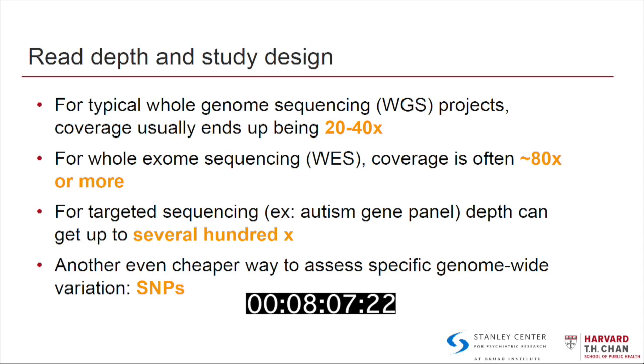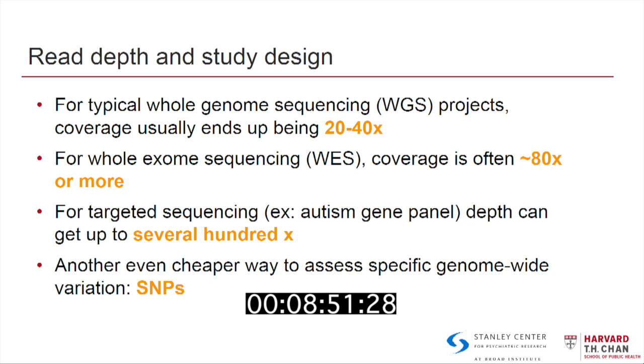For whole genome sequencing projects, as I mentioned before, you usually get on the order of 20 to 40X coverage, or 20 to 40 reads covering any given base. You can get deeper than this in whole exome sequencing, so around 80 or more, simply because you don't have to spend your money elsewhere, as we discussed. If you wanted to do some sort of targeted sequencing study, again focusing on just a panel of genes related to a particular phenotype of interest, you can get several hundred X deep and be very, very confident from a medical perspective.